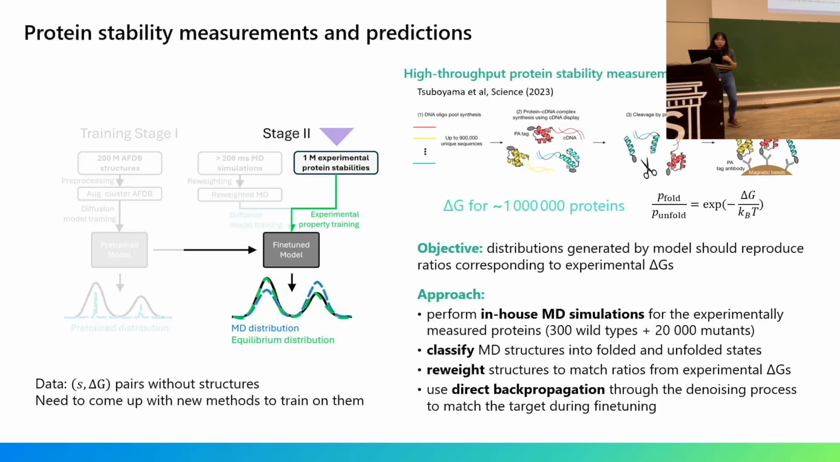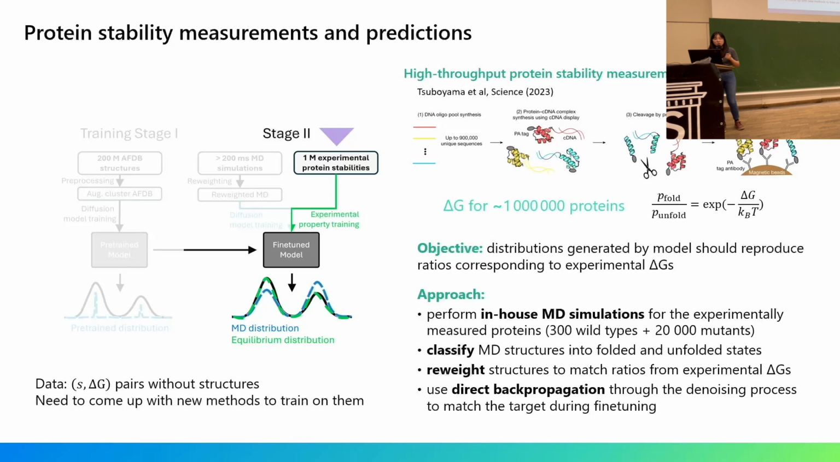We have basically used two approaches. The first is, since there's no structure, let's just generate structures for them. We selected a small subset from these 1 million proteins, about 20,000 protein sequences, and we ran in-house simulations for them. We incorporate those simulations together with the other MD simulation data and just train on them.